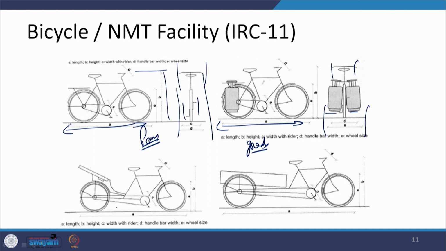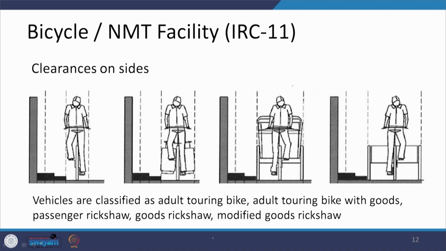When we look at the length of a cycle rickshaw which is being used for a passenger or for goods, there is going to be a change in that, though the heights are going to remain the same. So, that is how we are going to look at how these are going to make an impact in terms of the flows on the road, in terms of the space being occupied and all of those things.